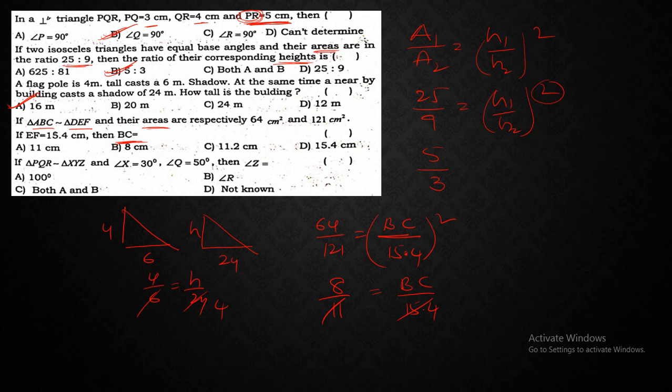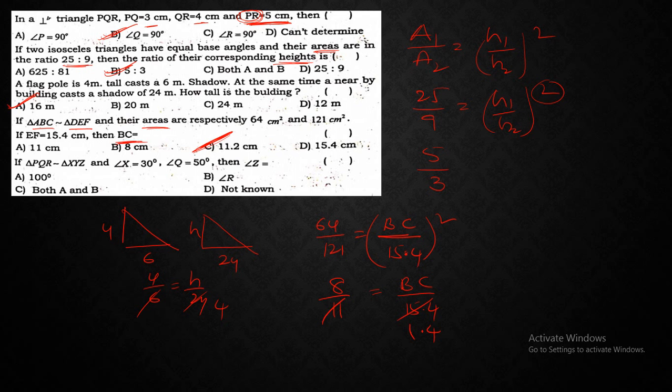So in the 11 table, if I cancel, 11 ones are 11, 4 times of 4. Next, 8 ones are 8. So 8 fours are 32. So 32 means 3.2. So 8 ones are 8 plus 3.2. So 8 plus 3.2 is nothing but 11.2. So the answer is 11.2.